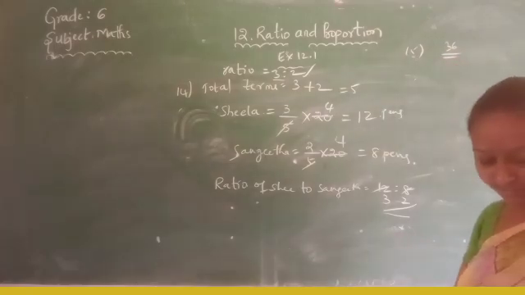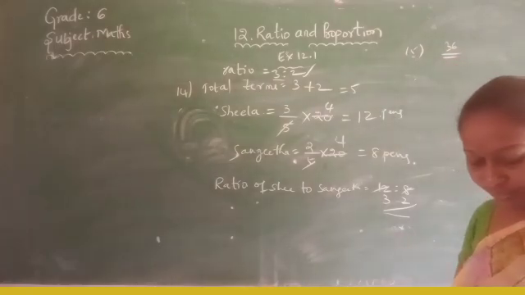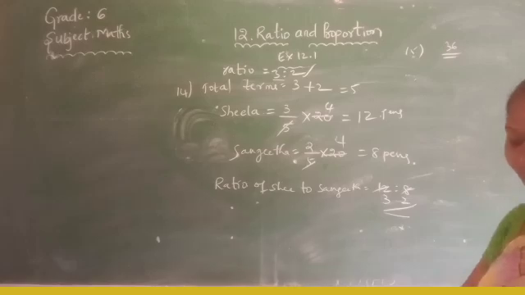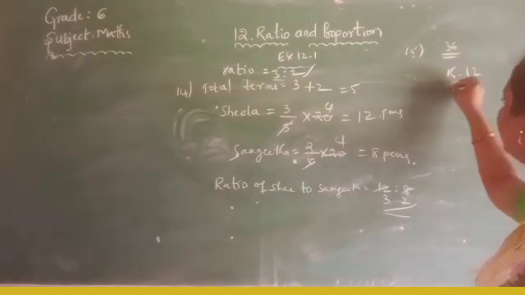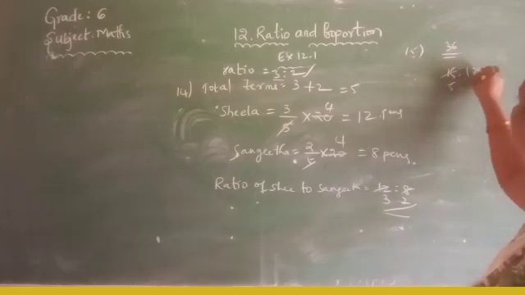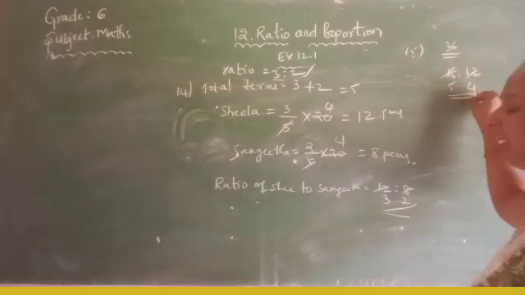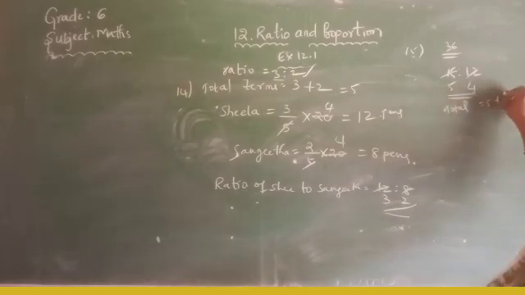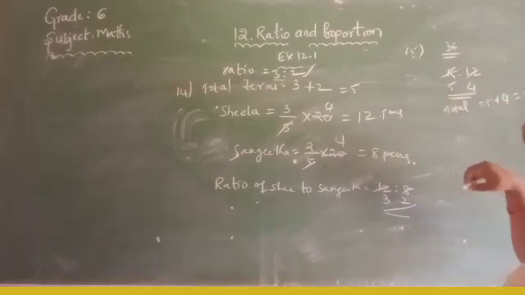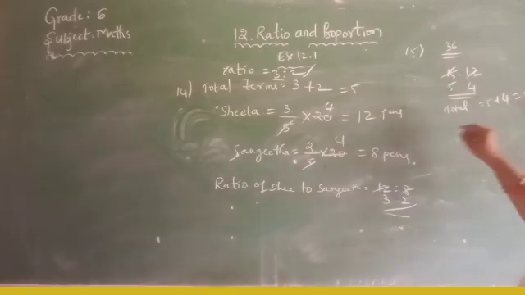The ages of Shreya and Bhumika are in the ratio 15 is to 12. If you take the ratio of Shreya to Bhumika, you will get 5 is to 4. This is the total ratio, and the total terms, 5 plus 4, is equal to 9. Okay? Total terms is equal to 9.